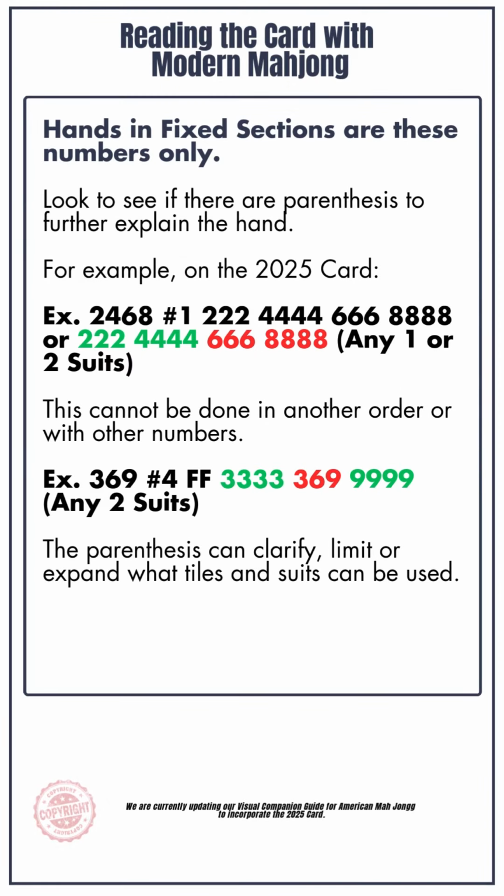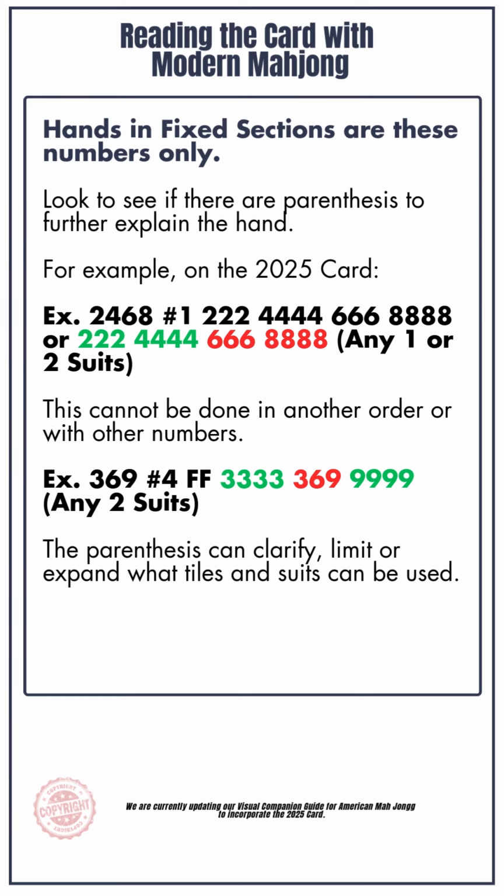So getting back to fixed sections, hands are these numbers only. Like we just said, look to see the parentheses that further explain the hand. An example in the 2025 card would be the first hand in 2468. This is back to what we know as a pung kong pattern, which is 3 of a kind, 4 of a kind, 3 of a kind, 4 of a kind. So it's either in one suit or two suits. So any one or any two.